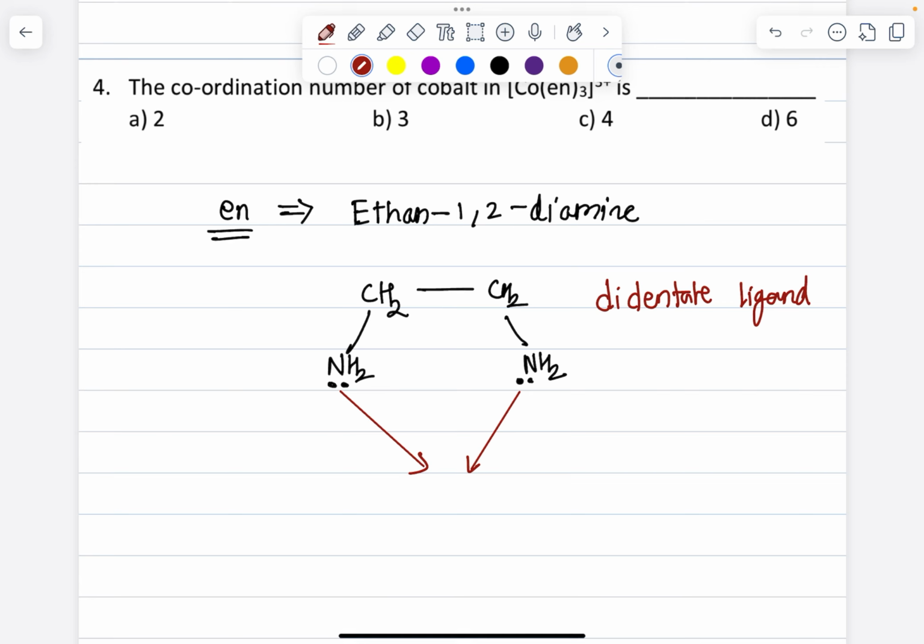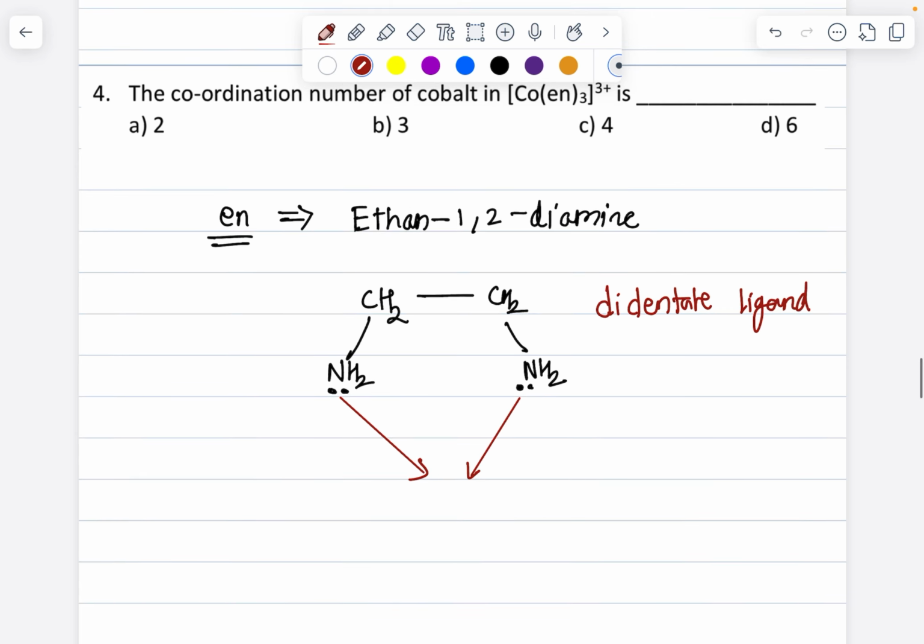Coordination number of the cobalt in en is what is asked. One ligand has two linking sites. So the total coordination number will be 3 ligands into 2, the denticity, which is equal to 6. So the answer becomes 6.